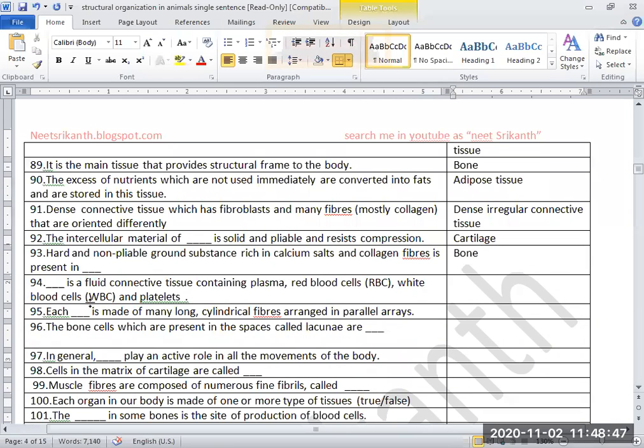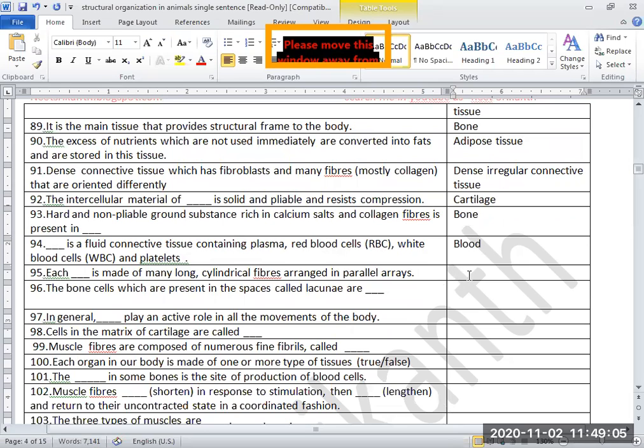The dash is a fluid connective tissue containing plasma, red blood cells, white blood cells, and platelets. Blood. Each dash is made of many long cylindrical fibers arranged in parallel array. Muscle tissue. Very good.